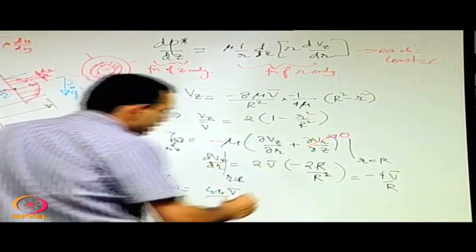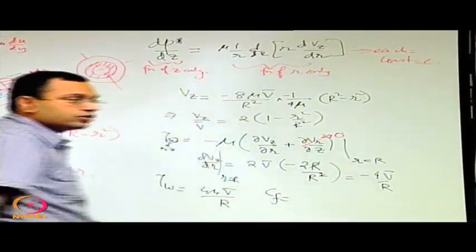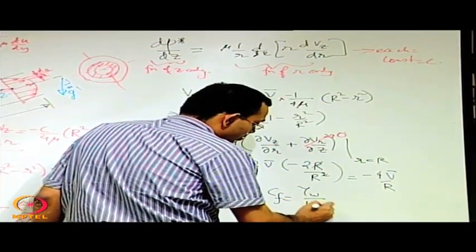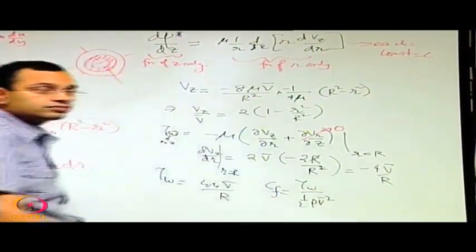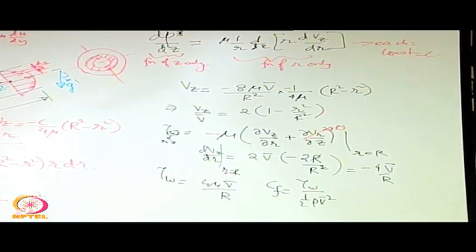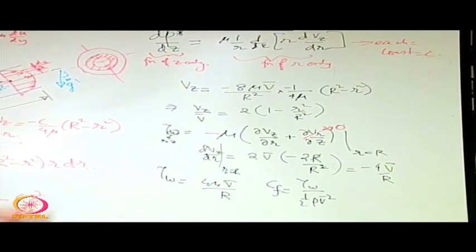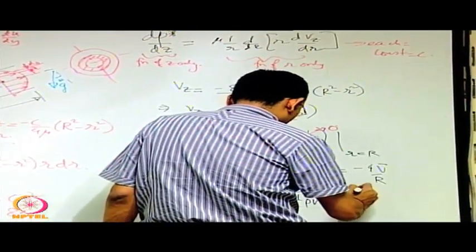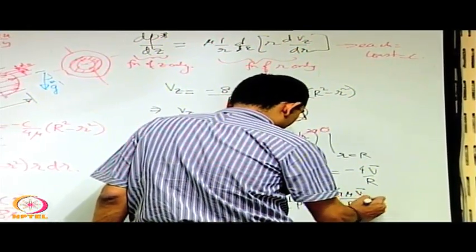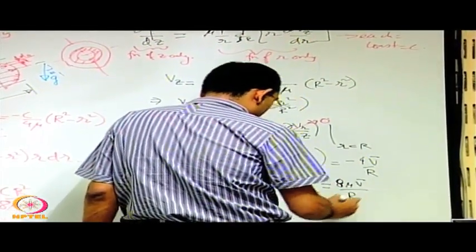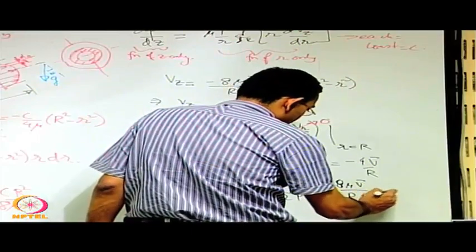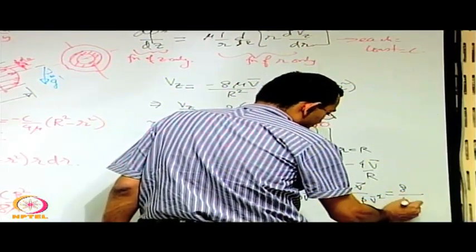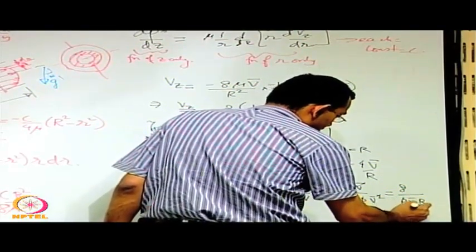What is the coefficient of friction or the Fanning's friction coefficient? That is tau wall by half rho into V average square. This we introduced in one of our previous classes, this friction coefficient. It is a non-dimensional way of writing the shear stress. So it is 4 mu V average by R, basically it becomes 8 mu V average by R rho V average square. So it is 8 divided by rho V average R by mu.